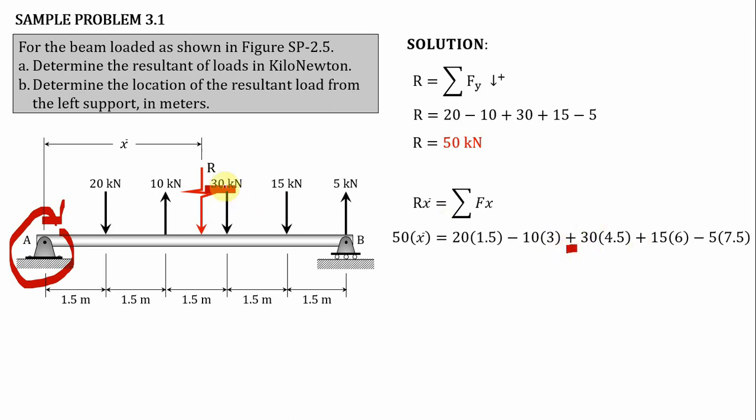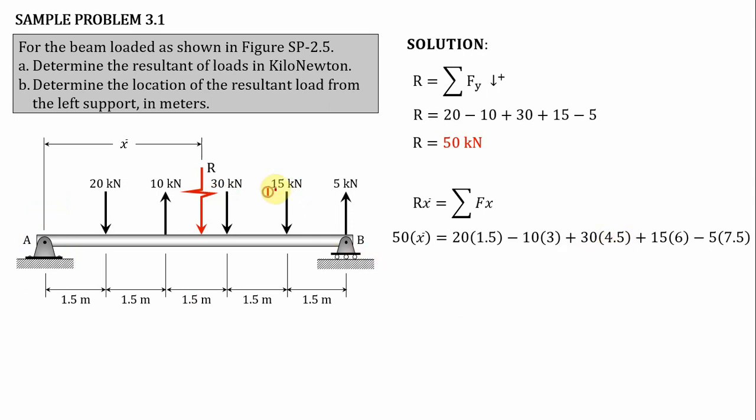What is the force, class? 30. So 30, what is the moment arm? The moment arm from point A to the perpendicular of the force, class, is equal to 1.5 plus 1.5 plus 1.5. That is equivalent to 4.5 meters. So times 4.5 meter.